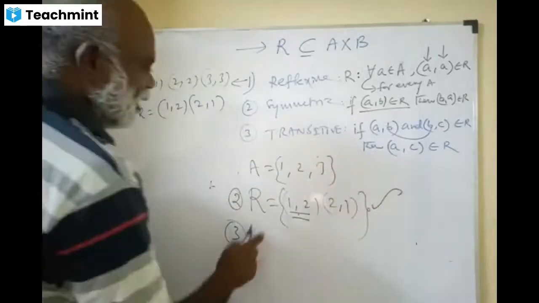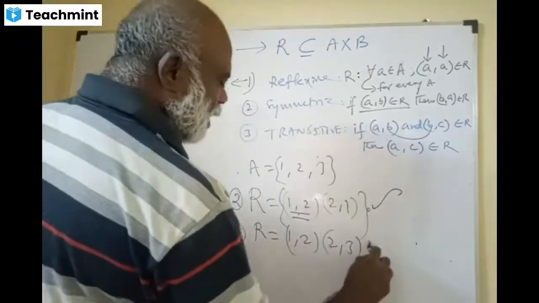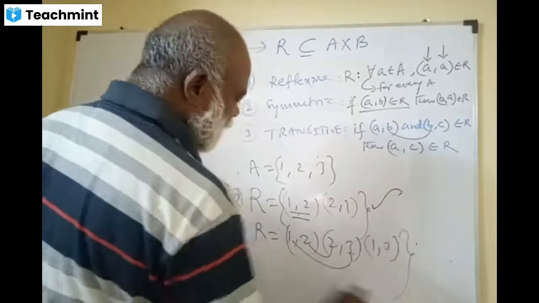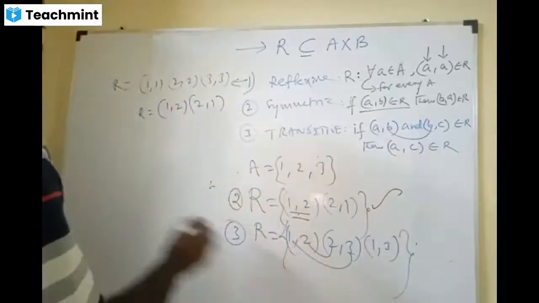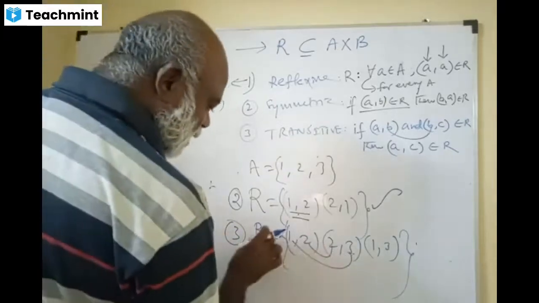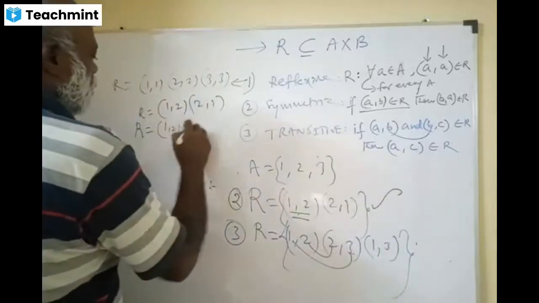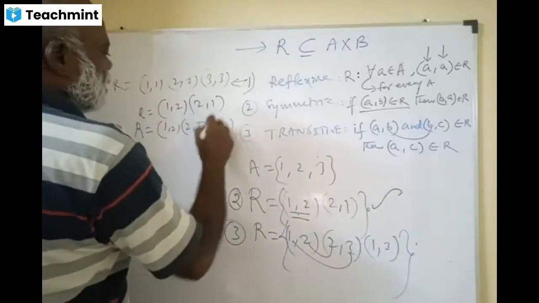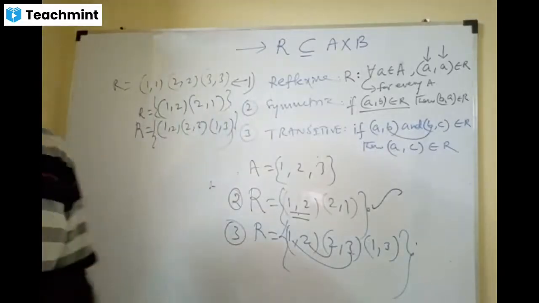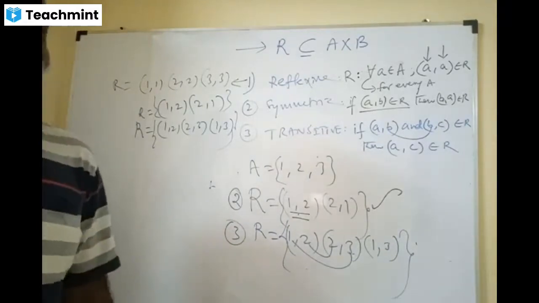So let me take the third one here. R is 1 comma 2 and 2 comma 3, and you should have 1 comma 3 also here. Such a relation is called a transitive relation. If this is there in the relation, this also must be there in the relation. So it is 1 comma 2, 2 comma 3, and 1 comma 3. See, for each one we have given an example. So now let us do exercise 1.1.